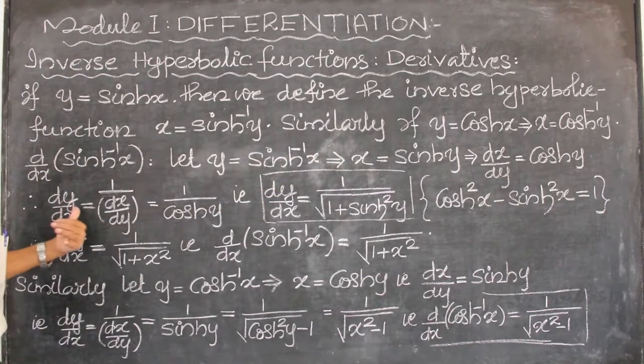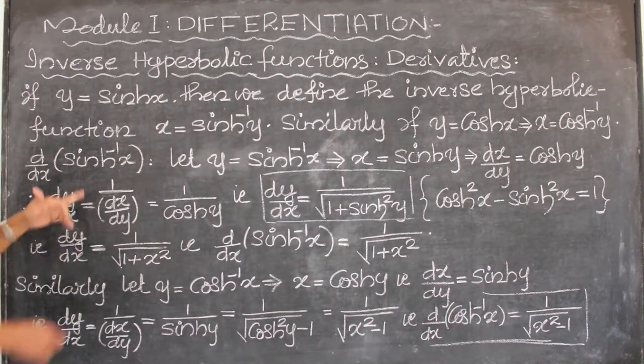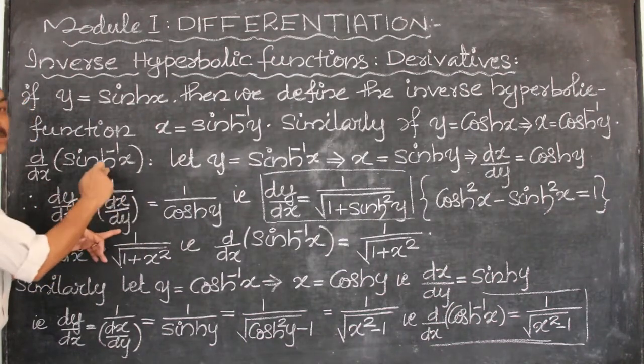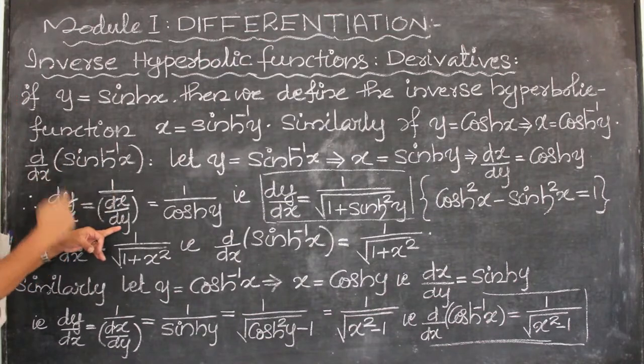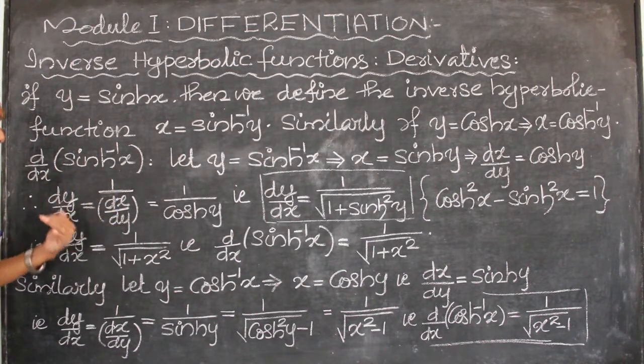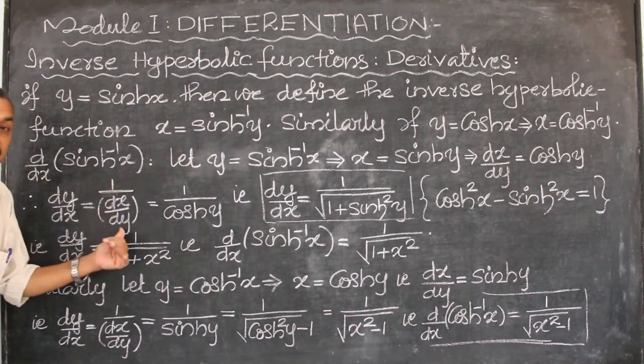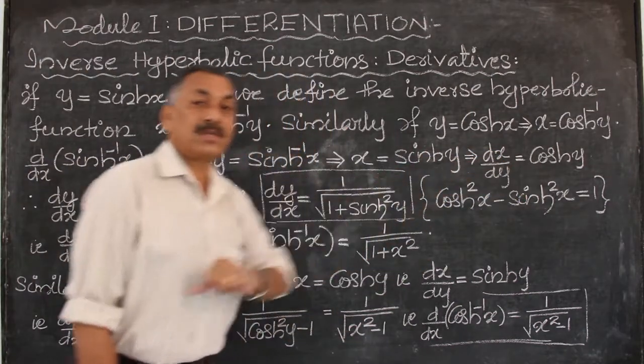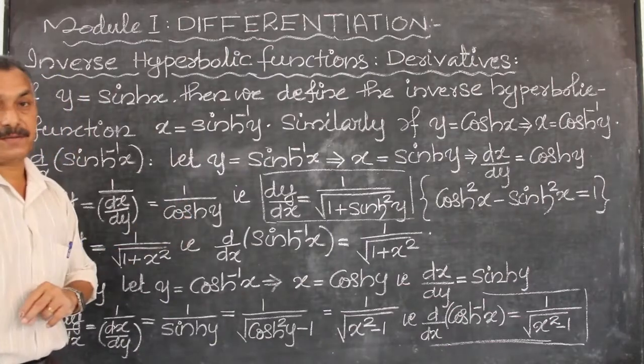Then dy by dx is equal to 1 divided by dx by dy. So dy by dx is equal to 1 divided by dx by dy. That is equal to 1 divided by what is dx by dy? Cosh y. That is 1 divided by cosh y.